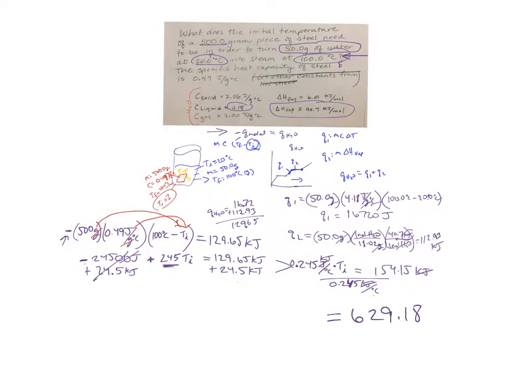629.18, and again, those degrees C flip up to the top, so our answer is in degrees C, which it should be. Again, considering sig figs, we only get 3, so we'll kill those, and our answer is 629 degrees C. Sorry about the craziness, but I'm leaving it in.